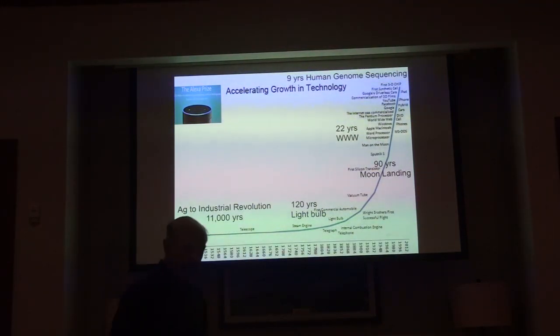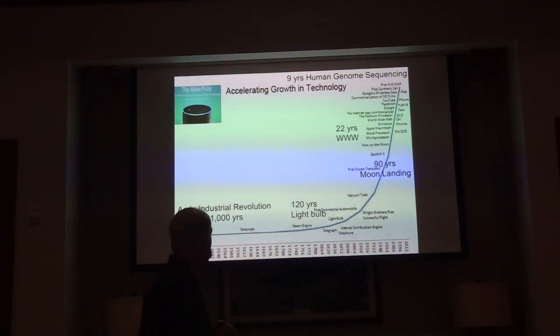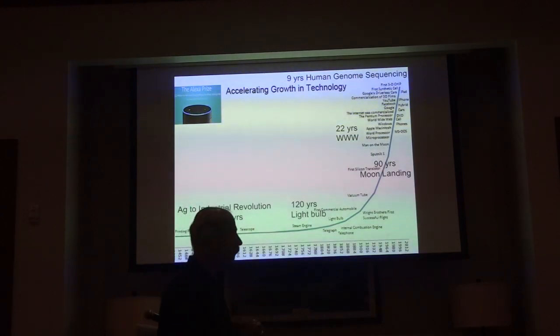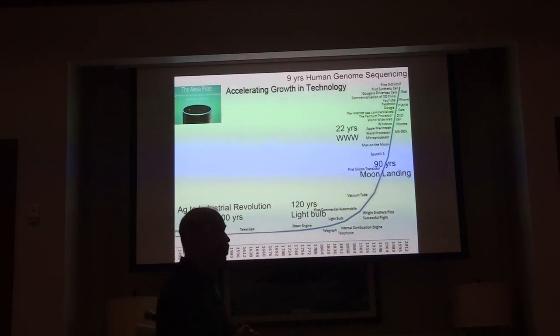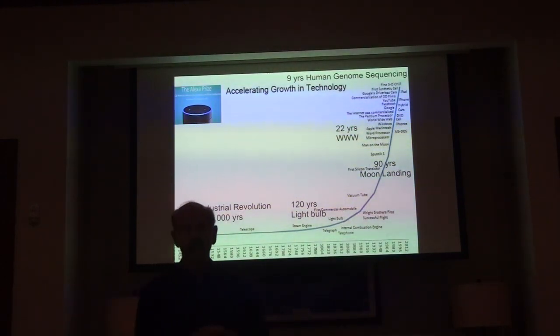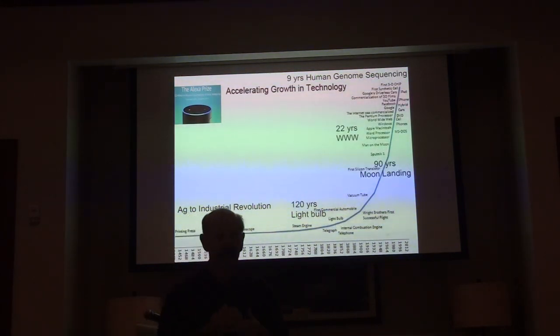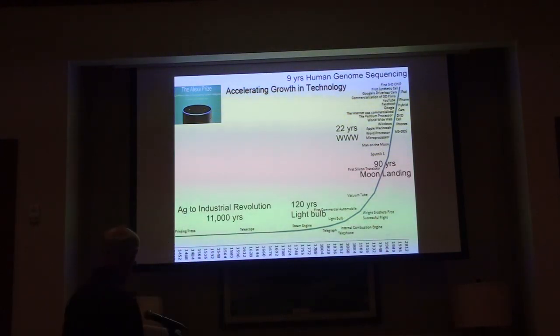So we've had an explosion of technology in recent years, and a lot of it related to the computer. But after a long period to the Industrial Revolution, the light bulb was produced, and then it was 90 years later that we had a moon landing, and you can see how it's decreasing times: 22 years to the World Wide Web, and then just 9 years to human genome sequencing. And you can see why businesses are very much interested in this process, because they're trying to keep ahead of this very steep asymptotic curve of technology development.